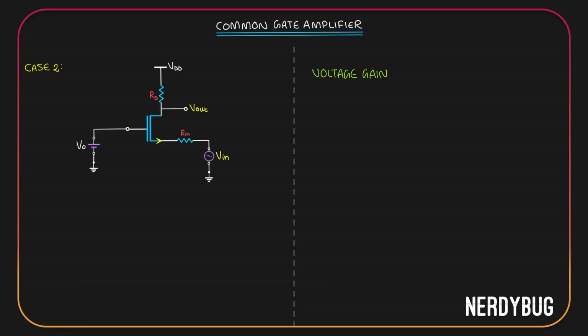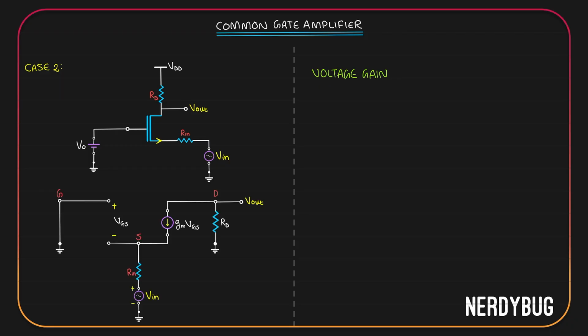Now let's take case 2, where the resistance of the input is also considered. As always, the first thing you need is the small signal model. It will look like this. The only difference it has from the last model is that we have Rin over here in series with Vin. To do this in a simpler way, I am going to use a trick.